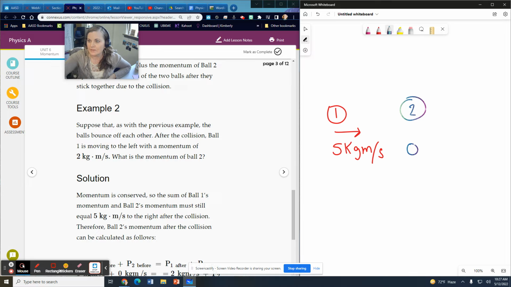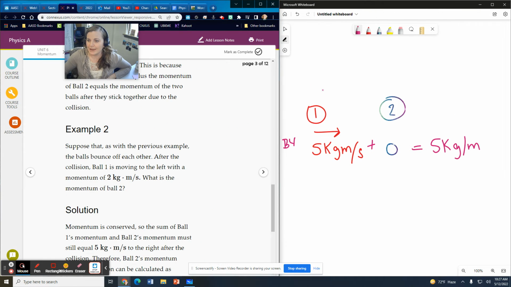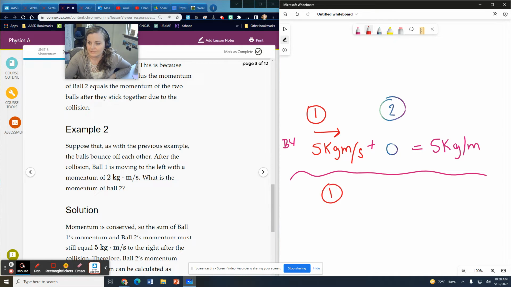We know that the sum of them is equal to the total momentum, so 5 kilogram meters per second, because we're summing the two together. That's our before the collision. Afterwards, whoa, hang on a second, I accidentally dragged instead of drew. So afterwards, ball 1 is moving in the opposite direction. It has a momentum of 2 kilogram meters per second.